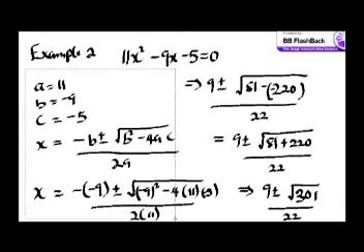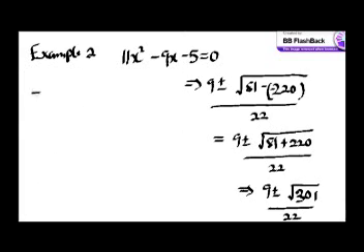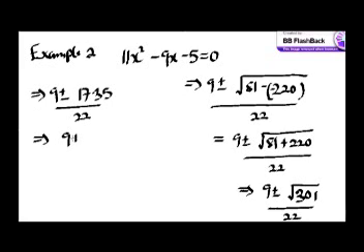Now I may like to finish up here, so I'll need to remove this whole thing here. Okay, so this will become 9 plus or minus square root of 301, which will give us 17.35, all over 22. So I'm having 9 plus 17.35 over 22, or 9 minus 17.35 over 22.